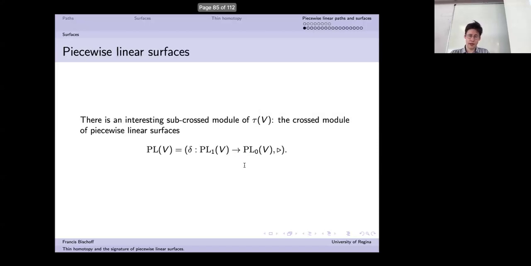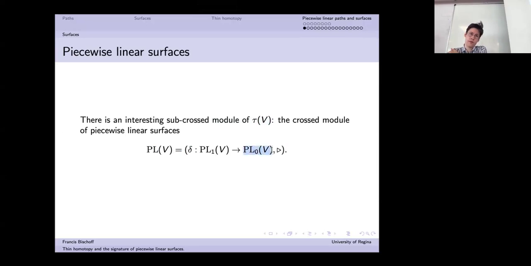Okay, so now I want to talk about piecewise linear surfaces. There's an interesting cross-module living inside of this cross-module of smooth surfaces, which is a cross-module of piecewise linear surfaces. Now I'm going to give a description. Again, it's a completely algebraic construction. There's no geometry, and then you can realize it in terms of geometric surfaces. So I'm going to explain the construction.